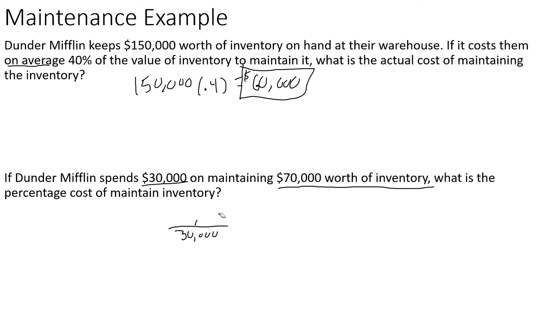These need to be reversed. So 30,000 bucks goes on top. My bad here, folks. There we go. So 30,000 bucks would go on top because that's the cost of maintaining it. 70,000 bucks would go on bottom. So the value of the inventory you have, that goes on bottom. The cost to maintain it, that goes on top, and that will get you your percentage.